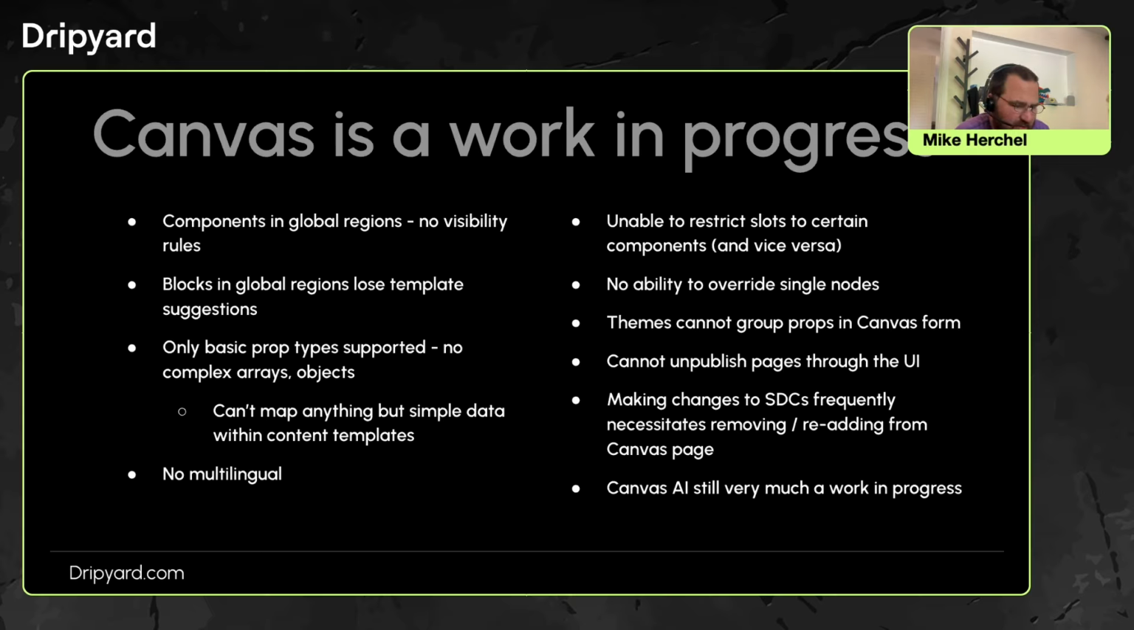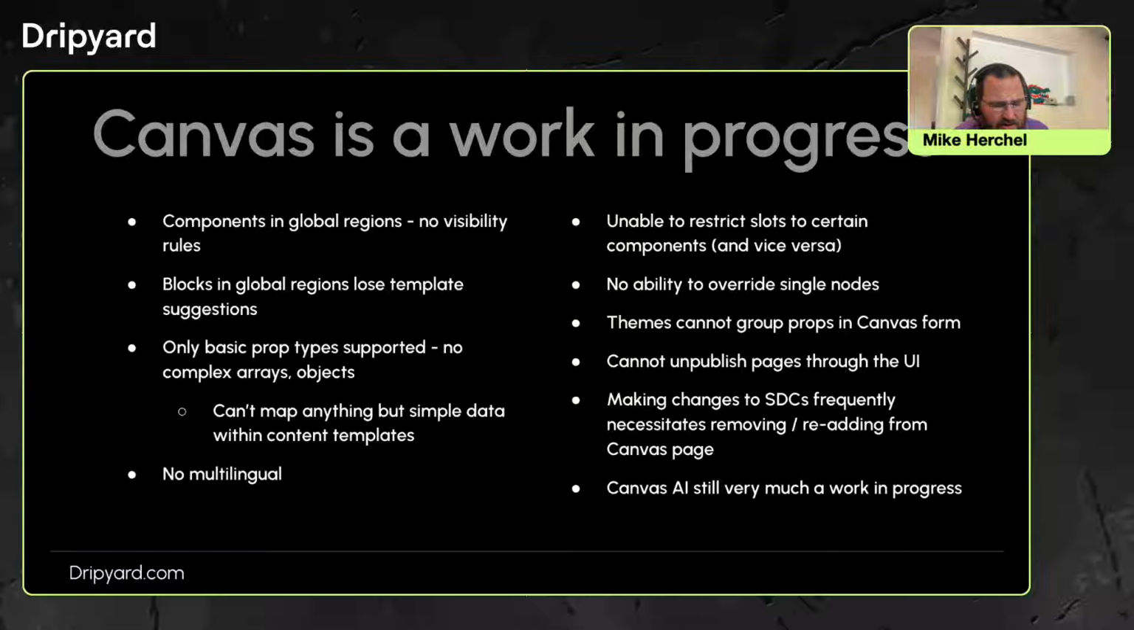I already talked about prop types, with only basic prop types being supported. Right now, Canvas does not support multilingual. Canvas in Drupal core does not have the ability to restrict slots to certain components. For example, if I want to restrict the content within a tab group only to tabs, we don't have the ability to do that. That's coming. There are issues for most everything in here. I demoed content templates just a second ago. We don't have the ability to override single nodes for content templates like Layout Builder currently has.